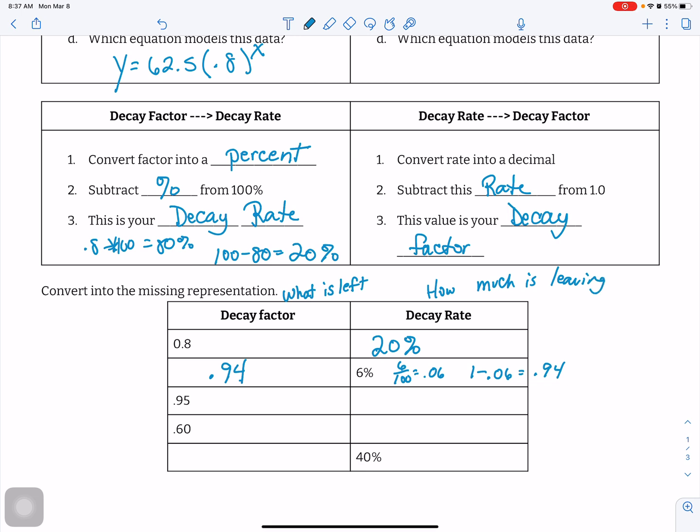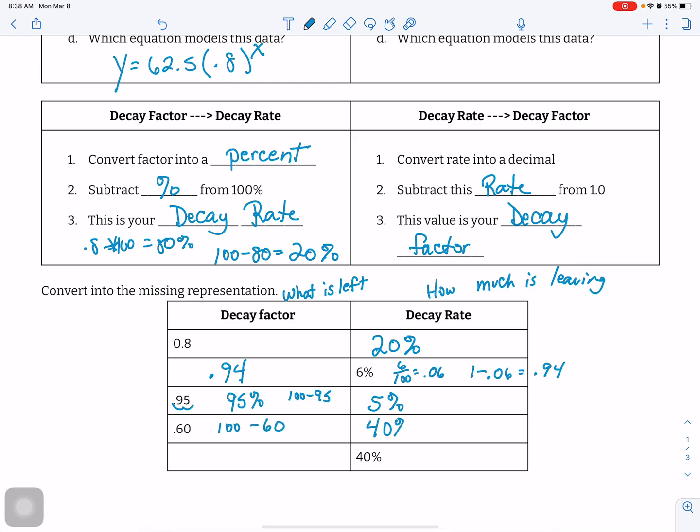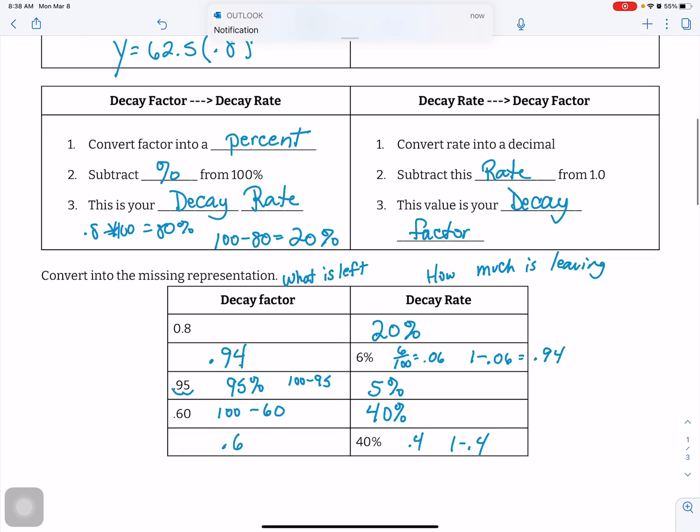So 0.95 would be 95%. Multiplying it by 100 moves the decimal over 2. And then we're going to do 100 minus 95, which would give me 5%. 0.6 is 60%, so I'm going to do 100 minus 60%, which will give me 40%, which going the other direction again, we could put it as a decimal, and 1 minus 0.4 would give me 0.6. So being able to go between those two is going to be helpful.